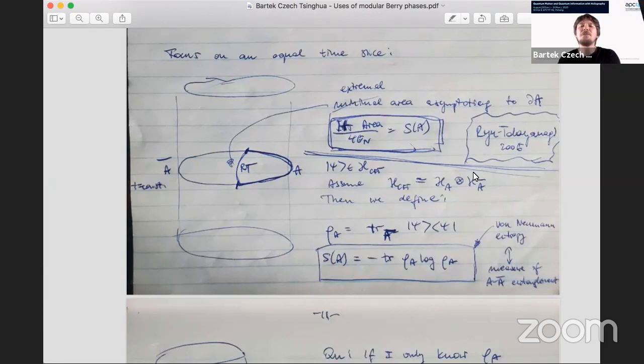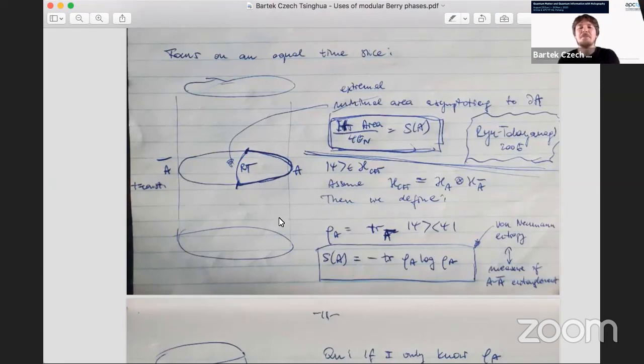This operation only makes sense when I have a tensor product factorization of the Hilbert space. And if I don't, then I have to be more careful about what I mean by the reduced density matrix on A. But again, that subtlety will not really play a role for us. So now I have defined a reduced density matrix on A. This is an operator that acts on just the Hilbert space of A.